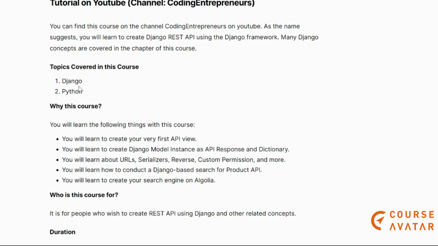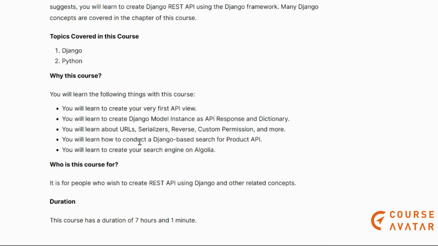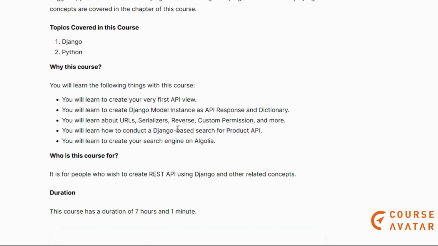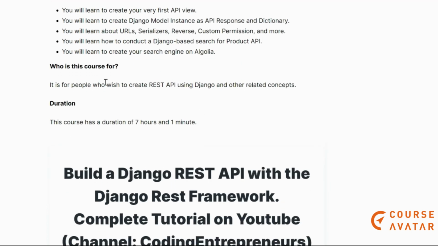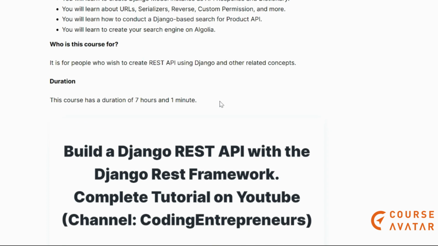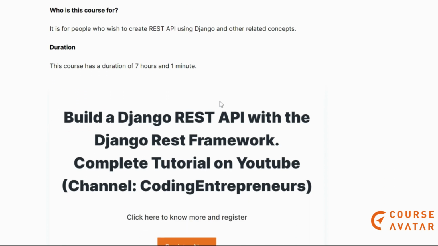You will learn topics like Django and Python, and you will learn to create your very first API view. You will learn about URLs, serializers, custom permissions, and many more things. You will learn to build search functionality. This course is for people who wish to create a REST API using Django or other related concepts, and want to clear their concepts.